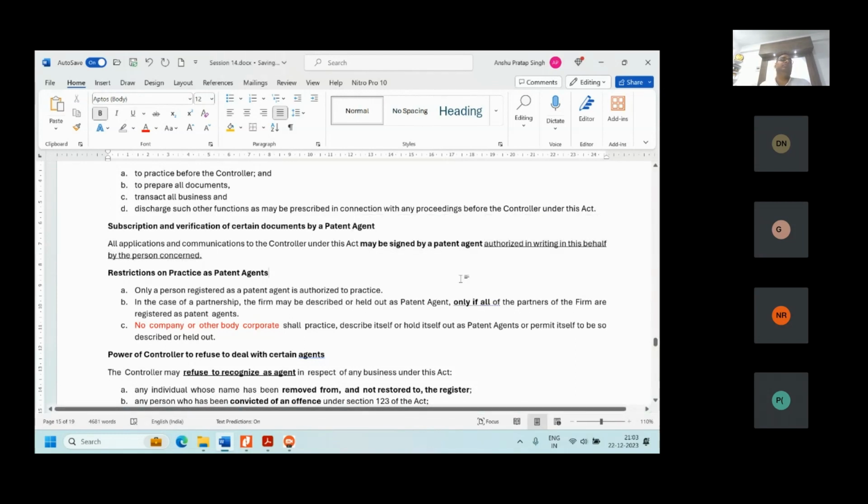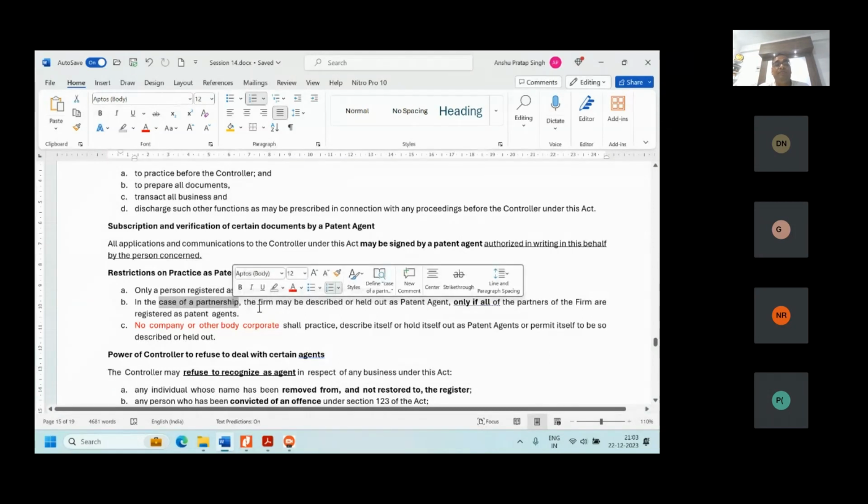You need an authorization. All applications and communications to the controller may be signed by the patent agent. Why? Because the applicant can directly submit it. But if you are signing, you must have the authorization of the person concerned. What are the restrictions? Only a person registered as a patent agent can do this.